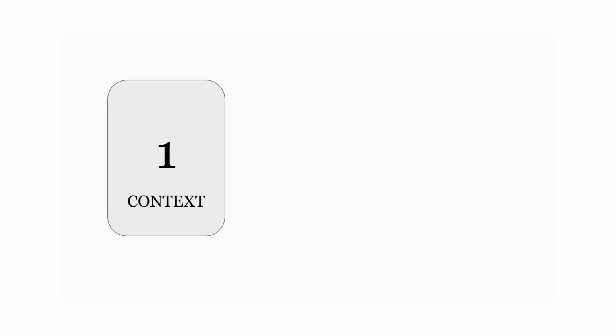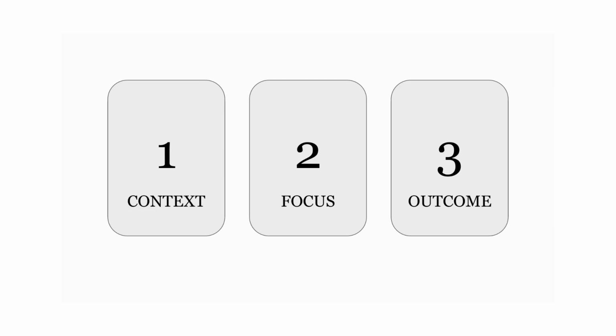Think of card 1 as the context for the question, and card 2 as the focus of the question, and card 3 as the possible outcome of the situation based on what action the querent takes. Now, let's use these guidelines to take a look at a sample spread with real cards.